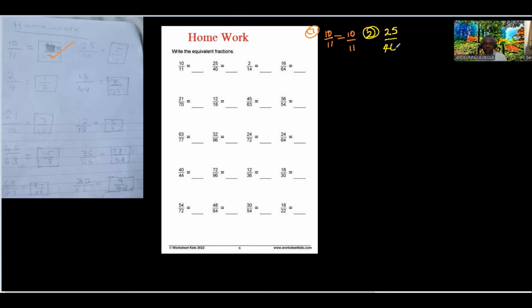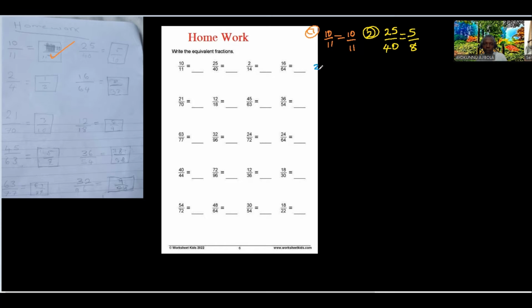And the second one is 25 over 40. You made a mistake there. The mistake you made in this one is that you divided this by 5. You now divided this by 4. No. Whatever number you use to divide the numerator, the same number must be used to divide the denominator. Is that clear? So if I divide this by 5 to give me 5, then I must divide 40 by 5, it's going to give me 8. Is that clear now?